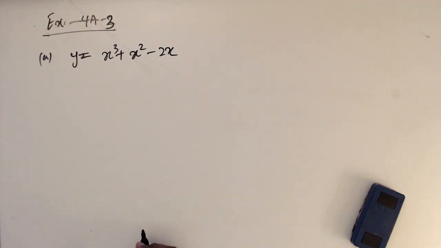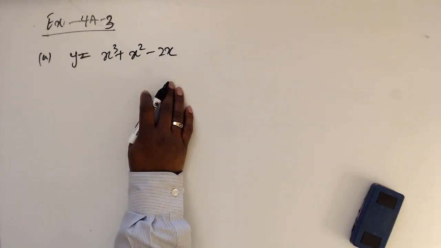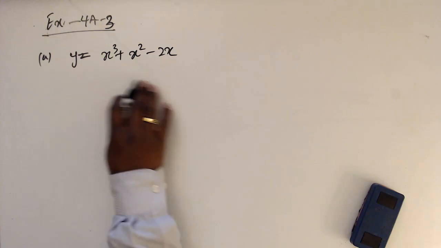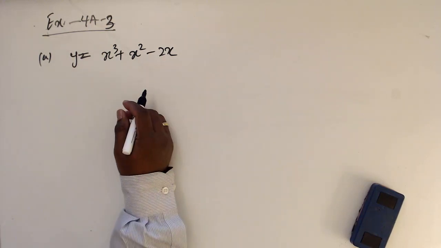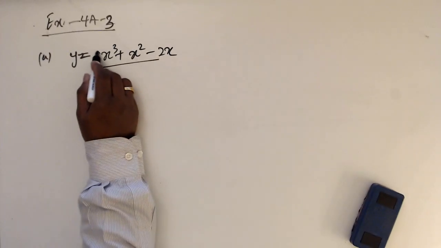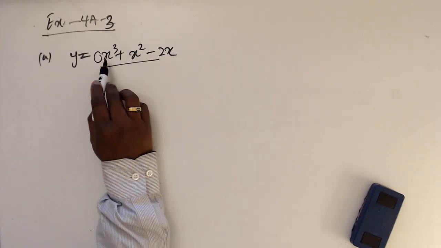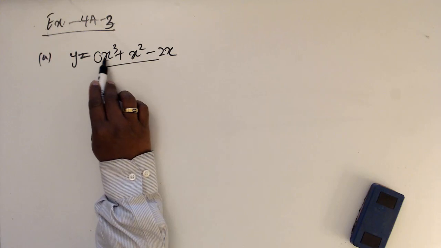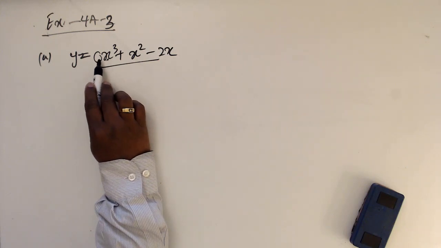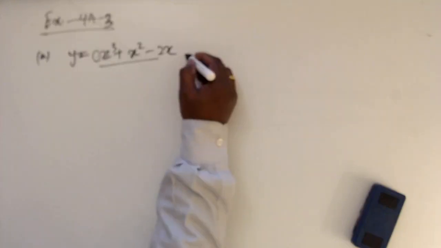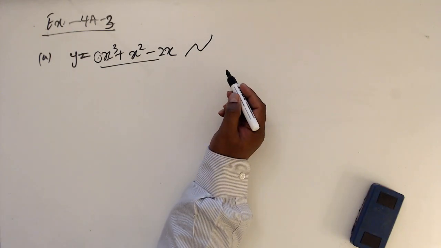Exercise 4, question number 3. Now we have to sketch, but before that we have to simplify to find the roots. From here, when you look at it, you can easily see that the coefficient of the cubic part is positive. So it is going to be this kind of graph.